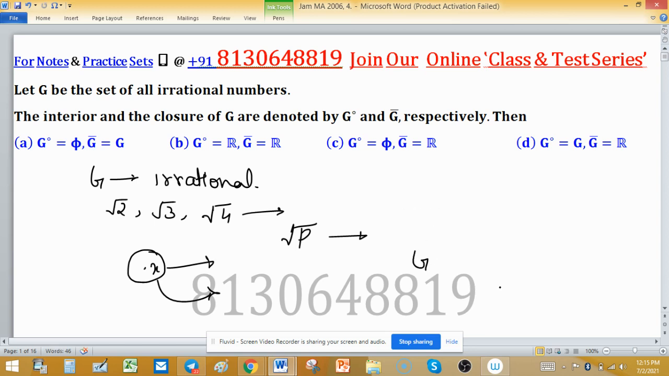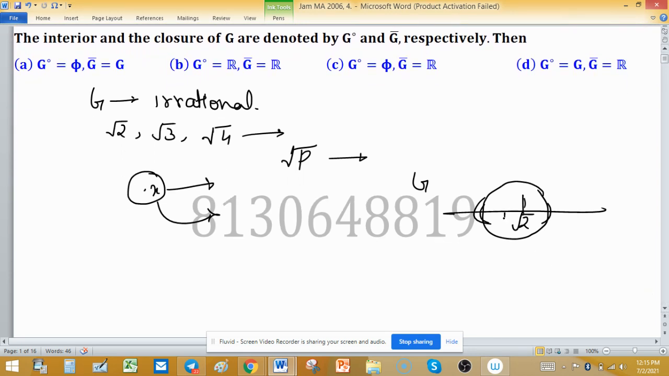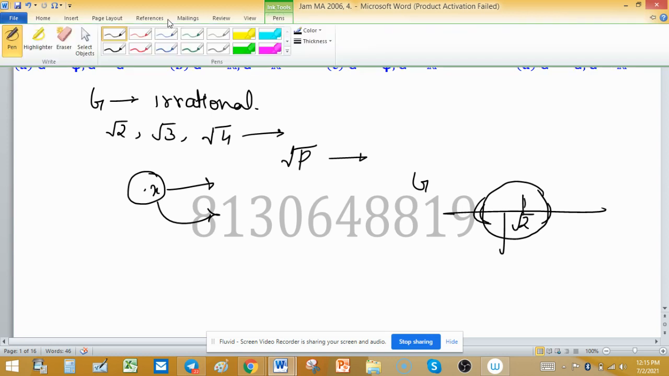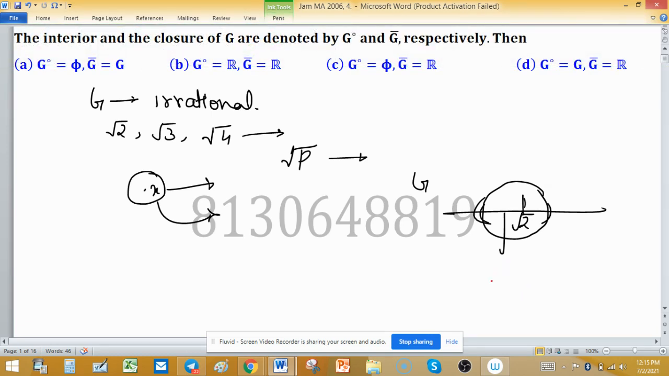If we choose any point, suppose I am choosing root 2. Root 2 is on the number line, so this is the value of root 2 and I can make a ball around it. Then this is an interval on R, and we know that an interval in R contains rational and irrational numbers. So in this interval, there are many rational and irrational numbers. So this set is not completely contained in G. So the interior of G is empty.